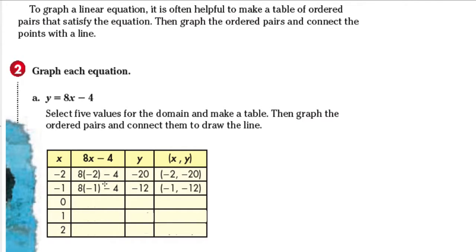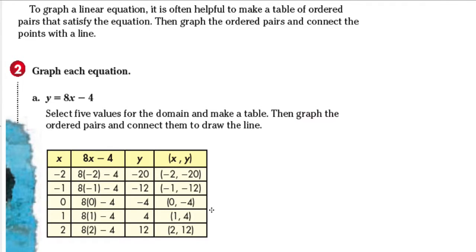We do the same for 0. So this becomes 8 times 0 minus 4, which gives a value of negative 4. Your ordered pair becomes 0, negative 4. Do the same for 1. Our value for y is 4. Ordered pair 1 and 4. For 2, 8 times 2 minus 4 will give us the value of y. That'll be 2 and 12 as our ordered pair.